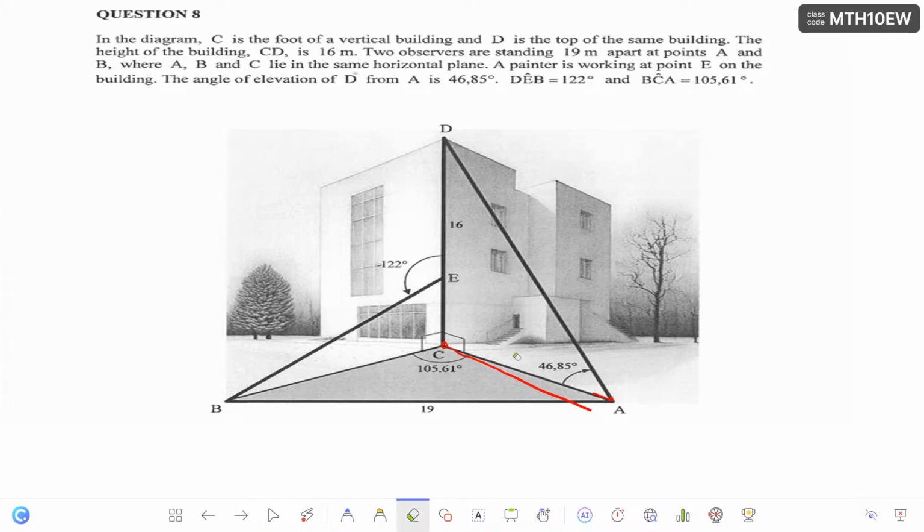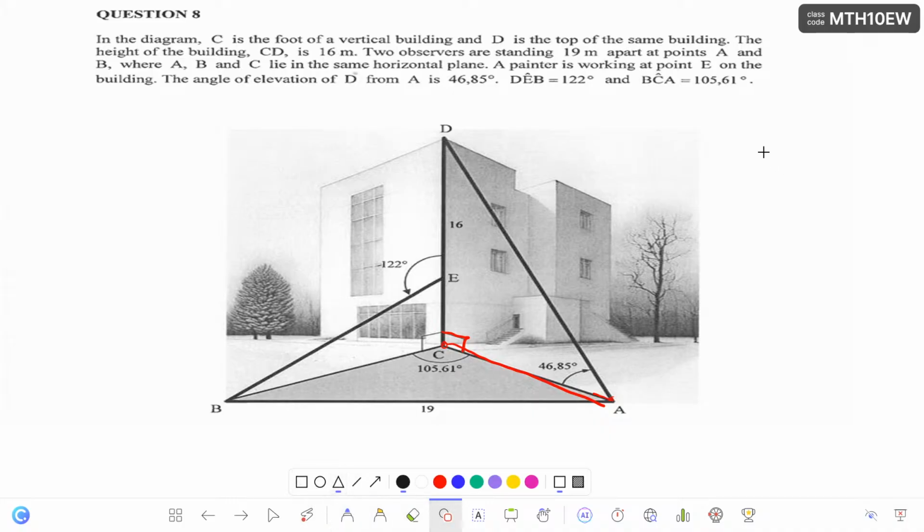So let's check something. From this triangle, what do we know? We know that this triangle is a right angle triangle. There's one side that we know, which is DC, 16. And we also have angle A, which is 46.85 degrees. So we have a right angle, sorry, let me write it a good way.